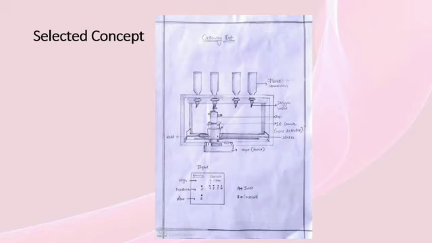It has digital input. It is user-friendly. The DC motor here is used to bring the glass to the respective dispenser, and after the juice is dispensed, the DC motor again runs to bring the glass back to its original position.